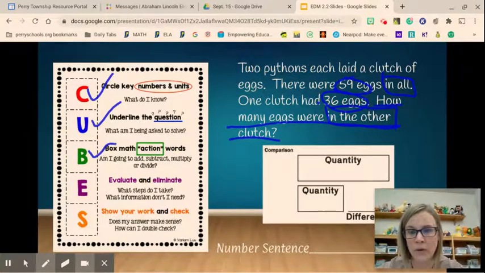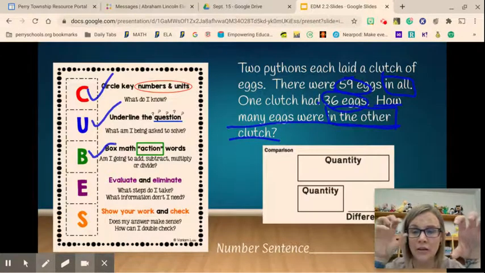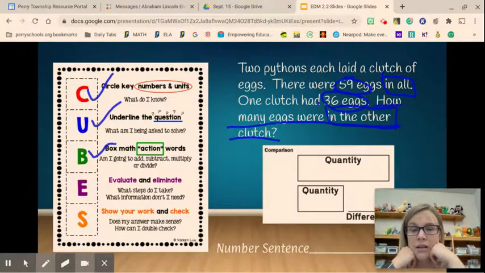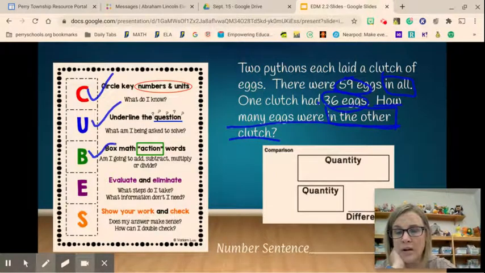Next, I'm going to evaluate and decide what I want to do. I have this grid, this graphic organizer that I'm going to use on this problem, and you guys will be able to use some of these different graphic organizers as well. So as I go back and I look at the problem, I can evaluate it. So I know that there's 2 pythons, so 2 of them, and then it says all together they laid 59 eggs. So when I think about it, Python 1 and Python 2, when they were together, made 59. So we're going to put 59 in the quantity. That's how many they had all together.